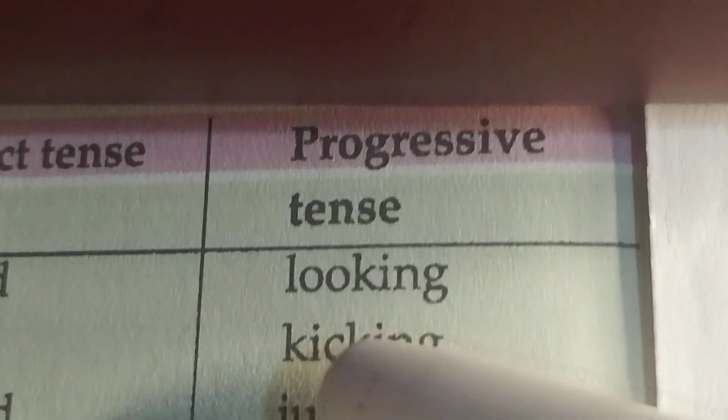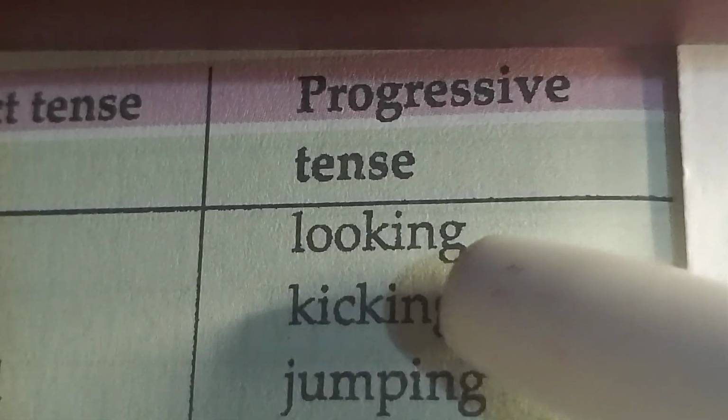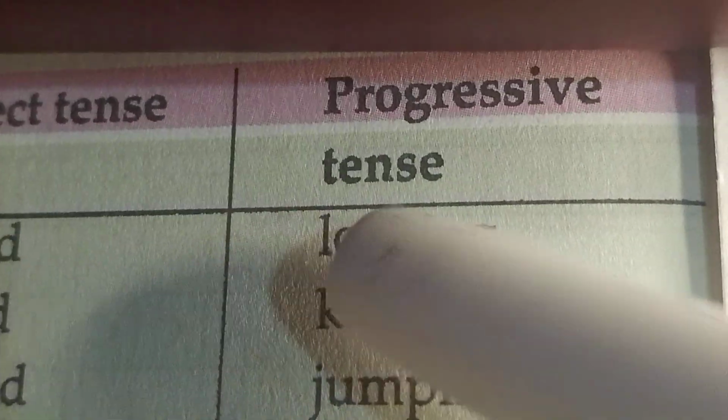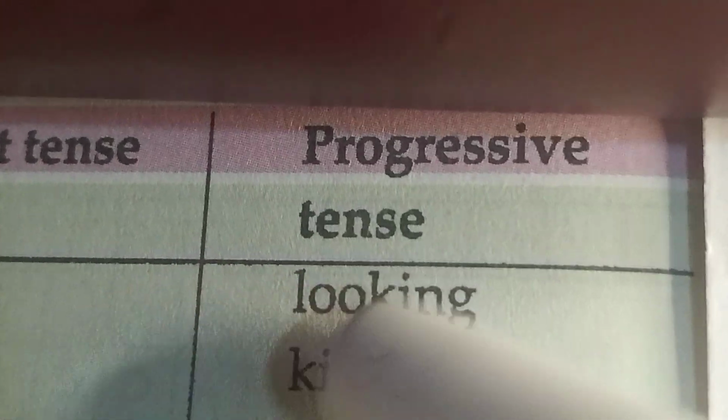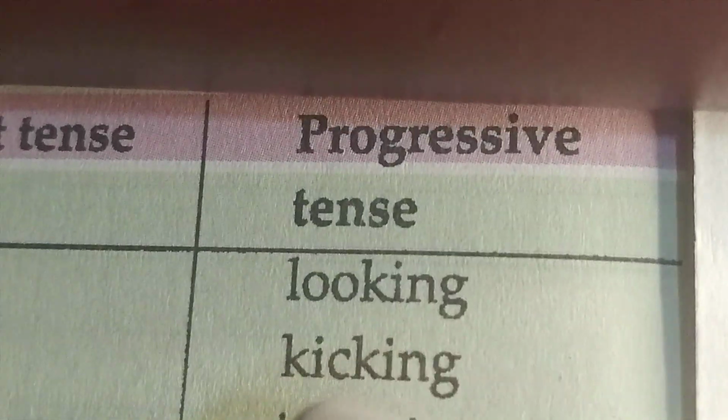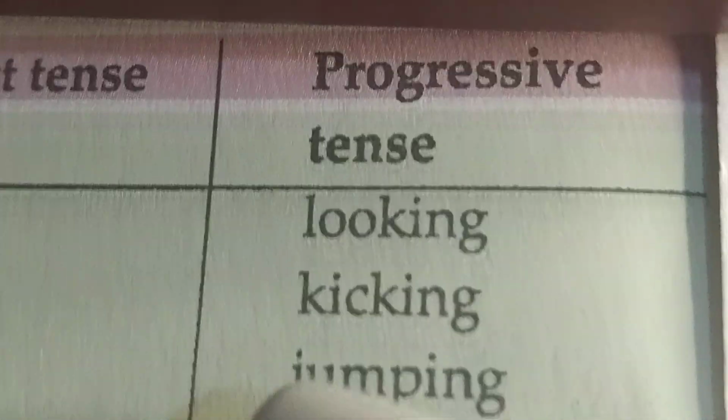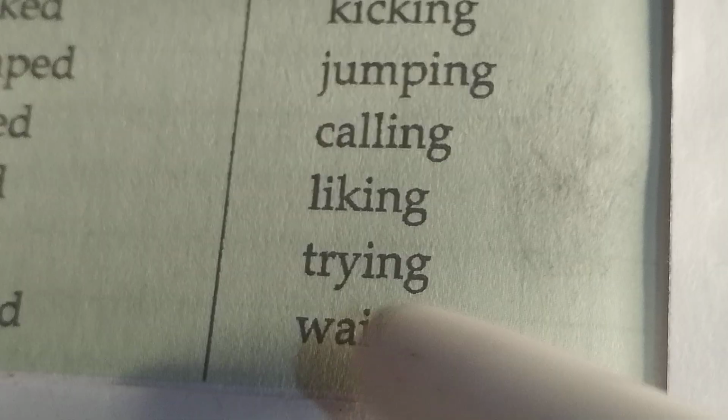Then here is I have been looking. I have been looking. Progressive. It can also be I am looking. Okay? I am looking. Progressive. I have been looking. I have been kicking. I have been jumping. I have been calling. I have been liking. I have been trying. I have been waiting. Well done. Remember I say here is plural. Plural persons.